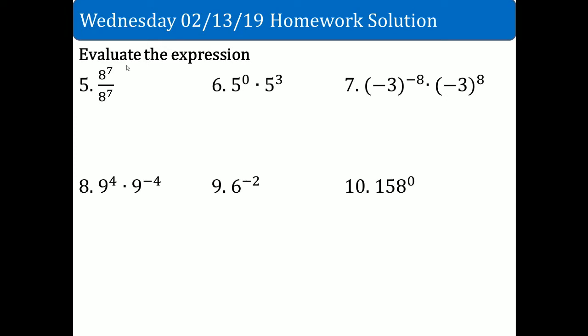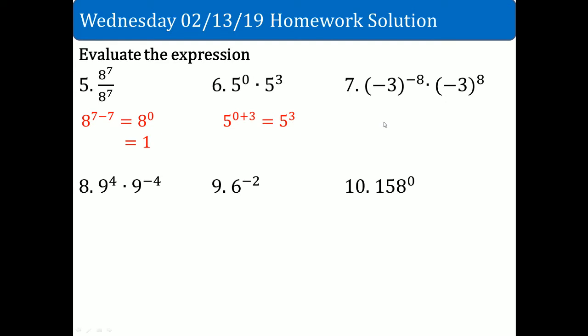Alright, the first one. 8 to the 7th power divided by 8 to the 7th power. This is a quotient, so you subtract. It becomes 8 to the power 7 minus 7, which gets you 8 to the 0 power. Anything to the 0 power just equals 1. Next, 5 to the 0 power times 5 to the 3rd power. This is a multiplication, therefore you add the exponents. So the base is 5, the exponent is 0 plus 3, which gets you 5 to the power 3.